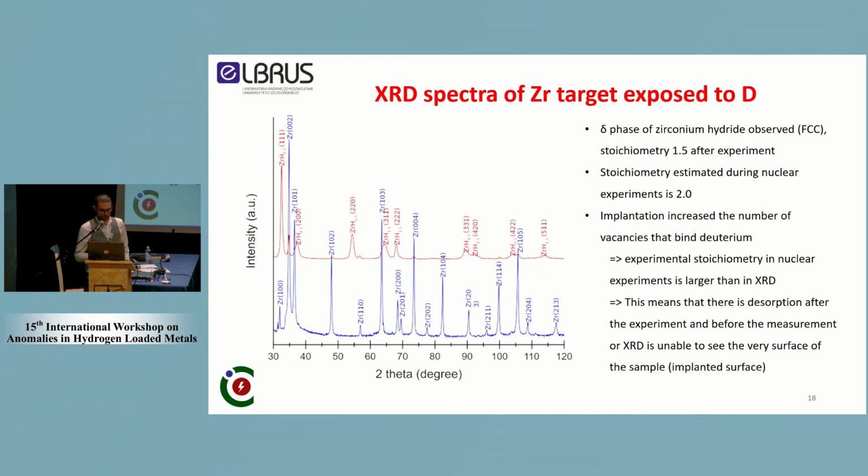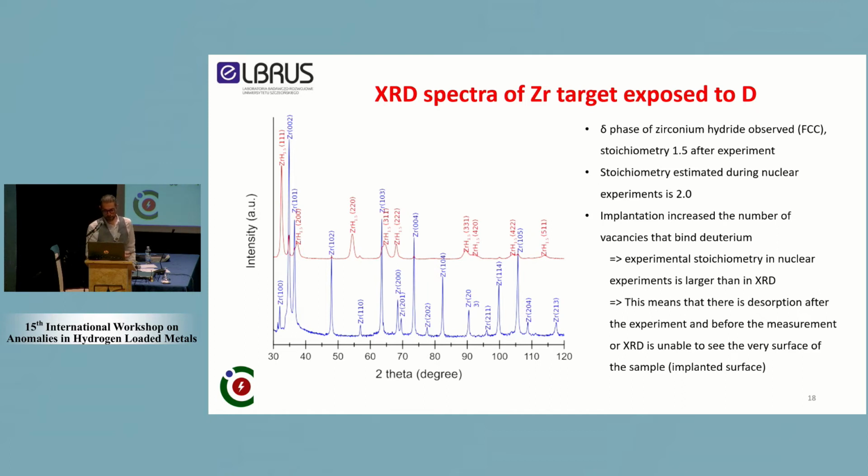Here we have the latest spectra produced by Agata Kowalska. We can see here in red the zirconium 1.5 phase that has been produced inside the sample. And this gives us an idea of where we end up after the experiment and how the zirconium sample has been modified in terms of hydride formation.